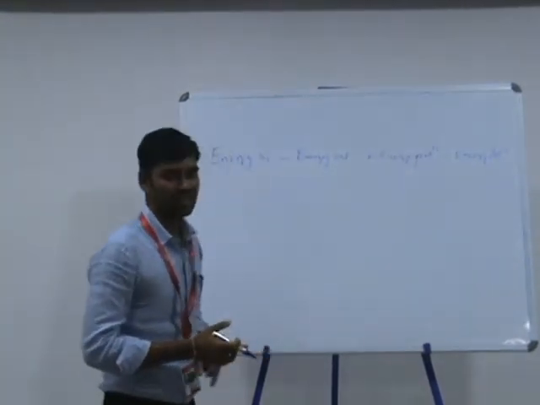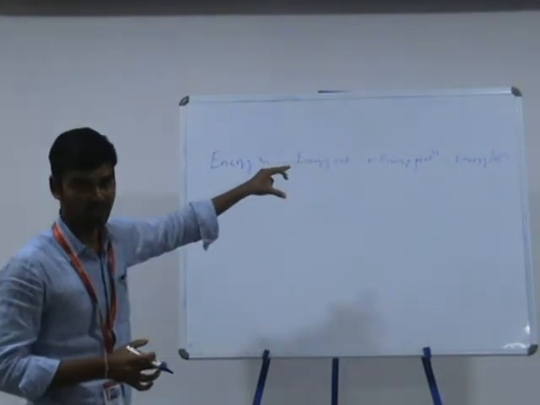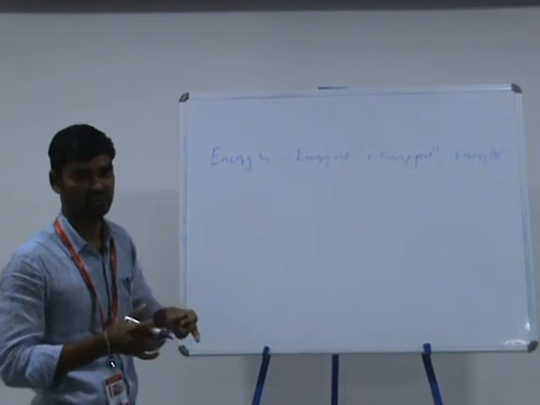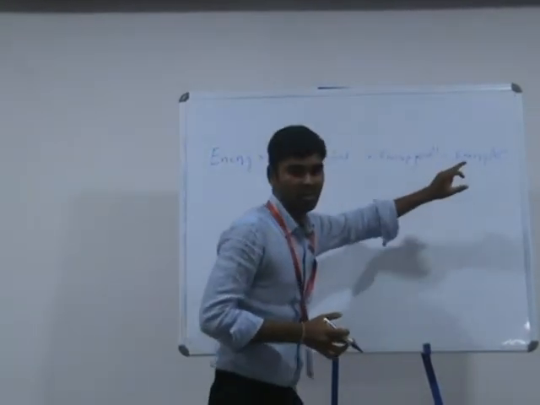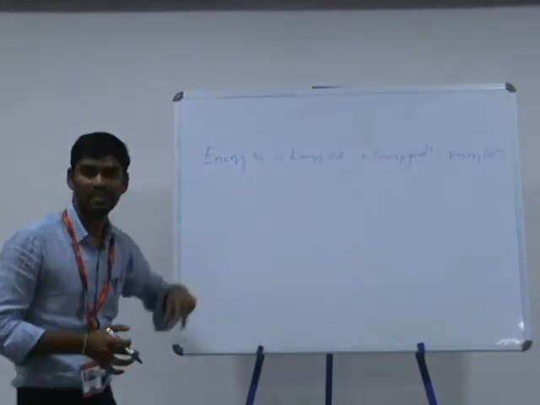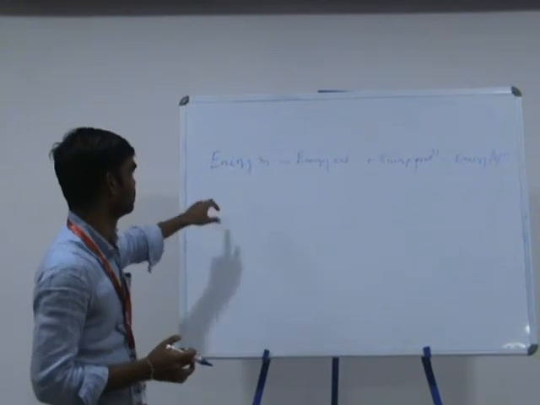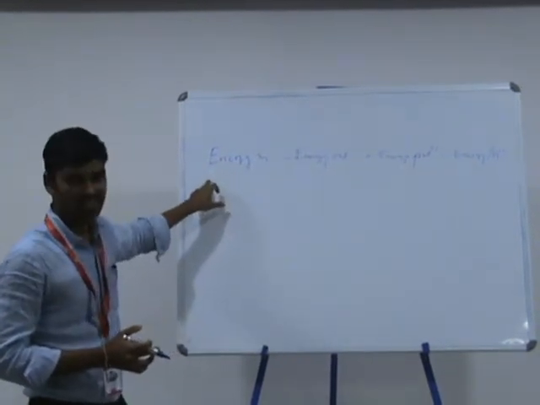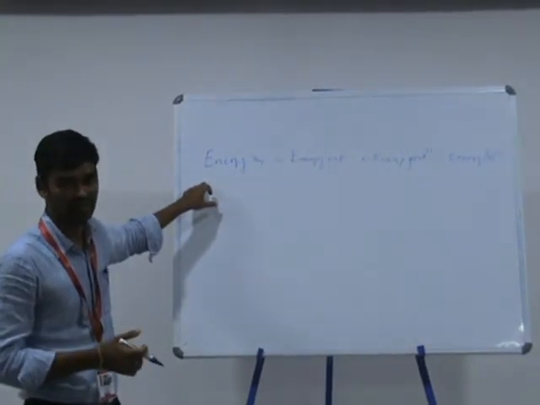The third term is energy production. You need to calculate how much energy is produced in that system. After that, you need to calculate how much energy is accumulated in that system. So this is the overall energy balance equation. If you observe the units of energy, what are the energy units? Generally the energy units are joules, calories, or BTUs.